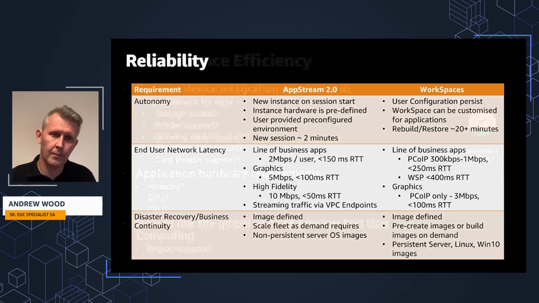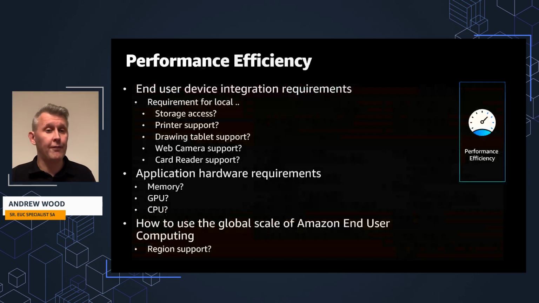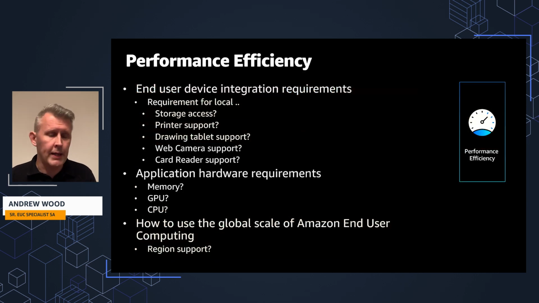In terms of performance efficiency, that's the ability to use compute services efficiently to meet system requirements, maintain that efficiency as demand changes and technologies evolve. So from an end user compute point of view, that's end user device integration requirements. It may come as a surprise, but EUC services rely on end devices. When you're asking your deep dive questions, what are the requirements, specifically on and around device support? I've picked some key ones here: printing, camera, card reader.